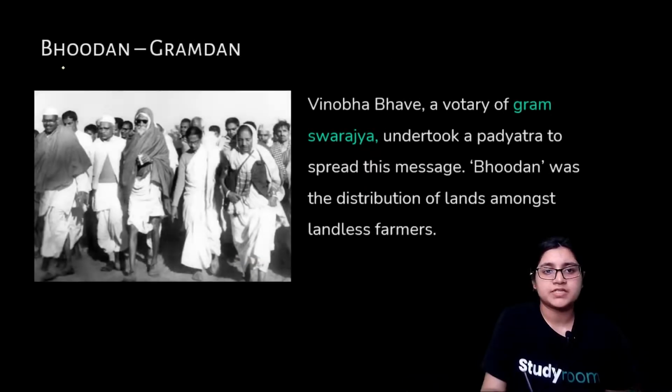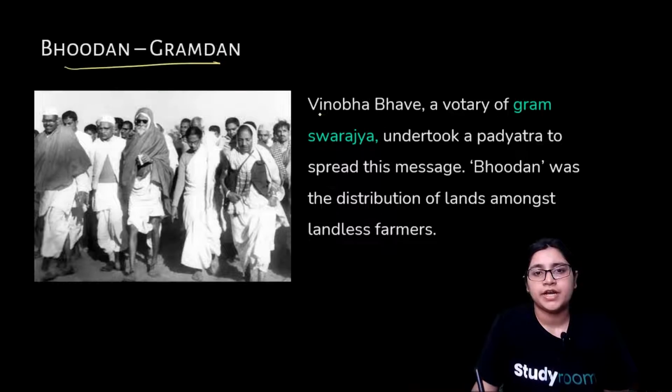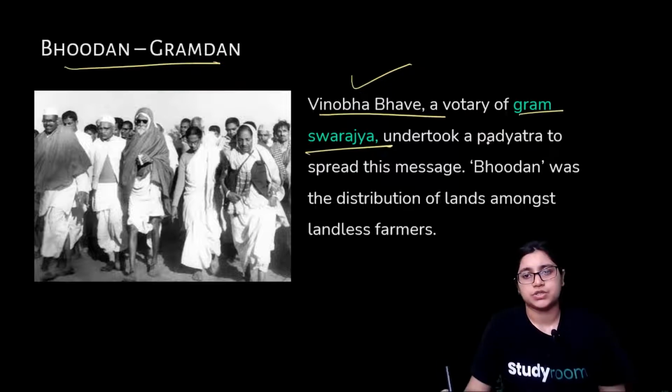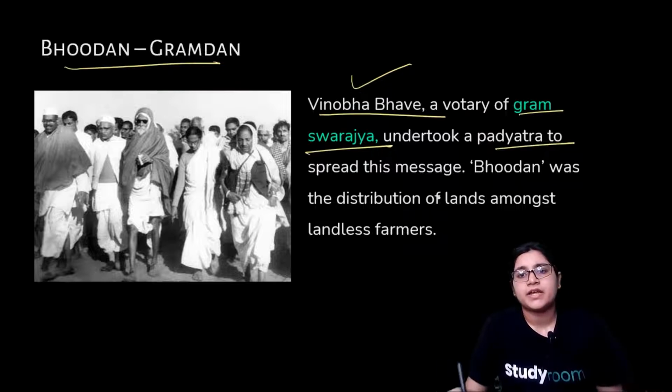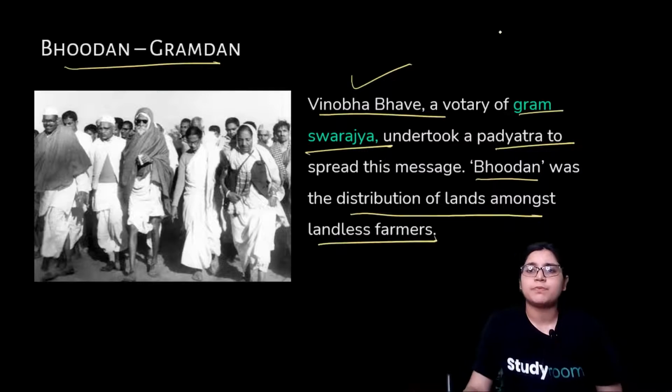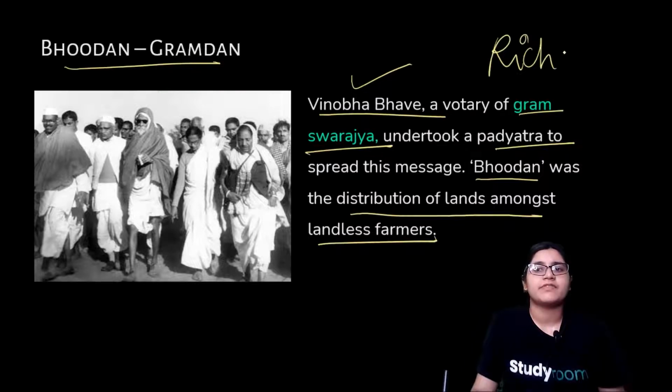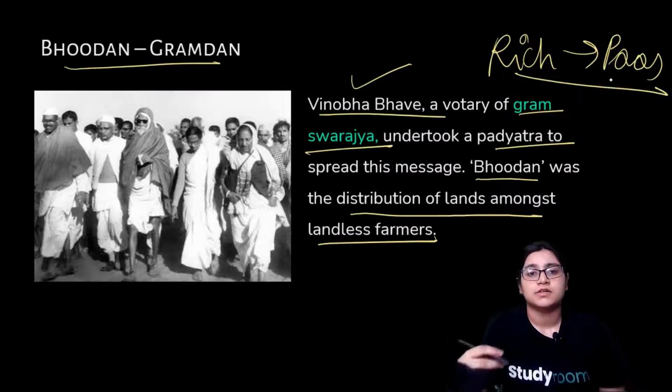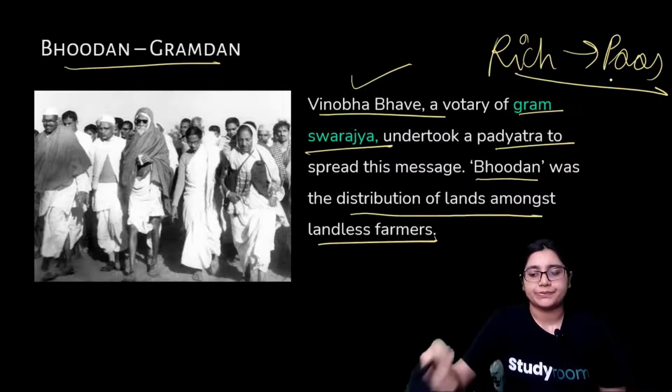Then Bhudan Gramdan is a very revolutionary movement. It was initiated by Vinoba Bhave, a very revolutionary figure. A votary of Gram Swaraj, he launched it, alright? Undertook a Padayatra to spread the message. Bhudan is like donation of land, was the distribution of land among farmers. So rich people can come forward and give their land to the poor. And this is a huge step towards equity.